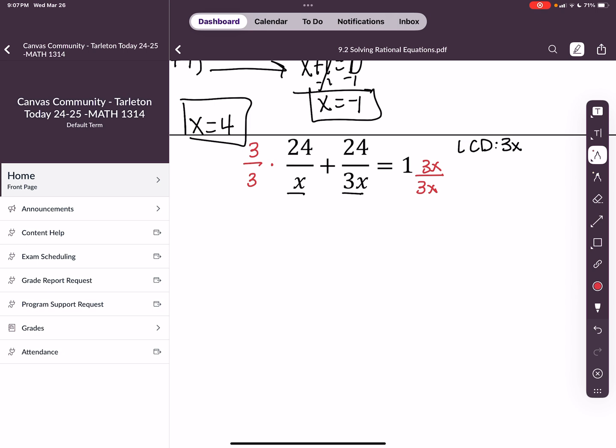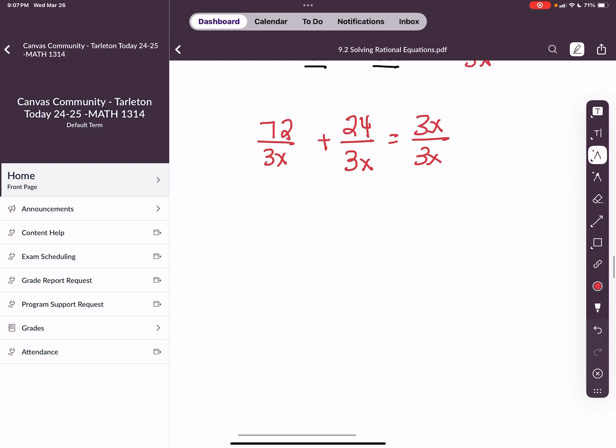Okay. So whenever I do that, 3 times 24 gives me 72. So I have 72 over 3x. And then the 24 over 3x I don't have to change because it already has the least common denominator. And then 1 times 3x over 3x gives me 3x over 3x. So again, they do all have the same denominator, so I don't have to worry about those denominators anymore. So now I have 72 plus 24 equals 3x. And I'm sure you can already tell by now, this is a linear equation. And all we have to do is solve for x.